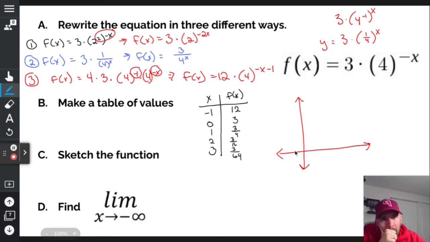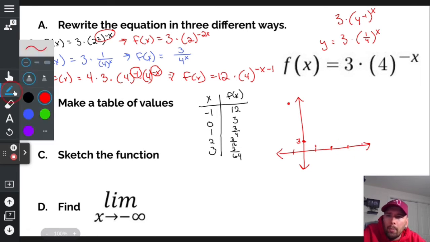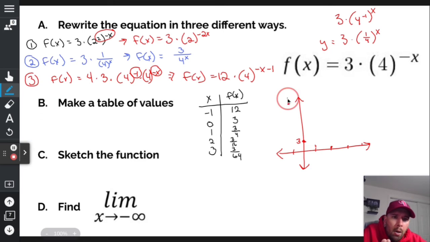So I have -1 way up here at 12. And then at 0, 3, which we kind of saw from a previous problem, that when that's 0, that's my y-intercept. And when you plug in 1, you get 0.75, so something down here. And when you plug in another one, it's basically 0. So what's going to happen is you start way up here, and then you eventually level out at 0.